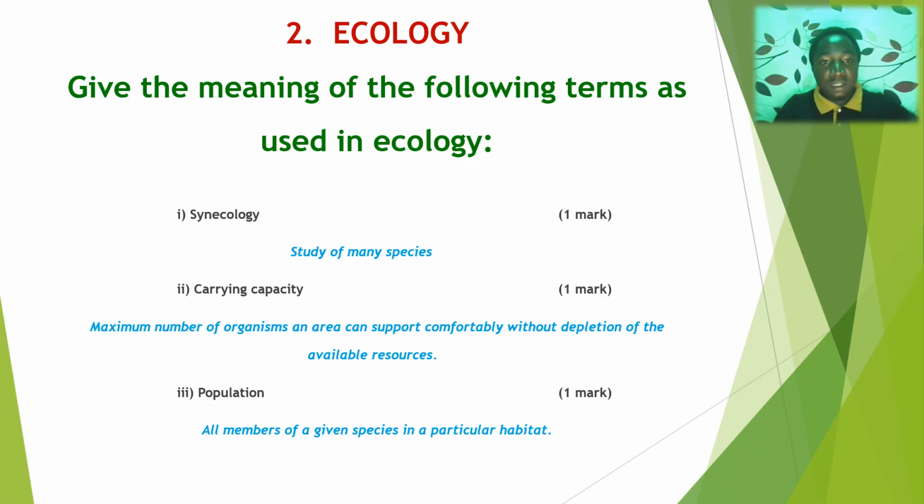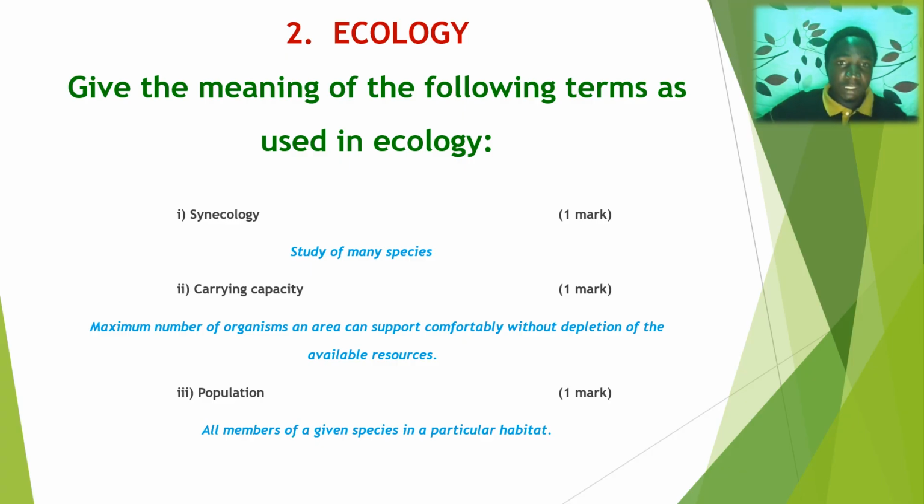The next question comes from the topic ecology, which is our topic in Form 3. And the question states, give the meaning of the following terms as used in ecology. Now, in ecology, we study how living things interact with each other and their environment. Let's look at our first term, synecology. Synecology is basically the study of many species, kind of studying the community.